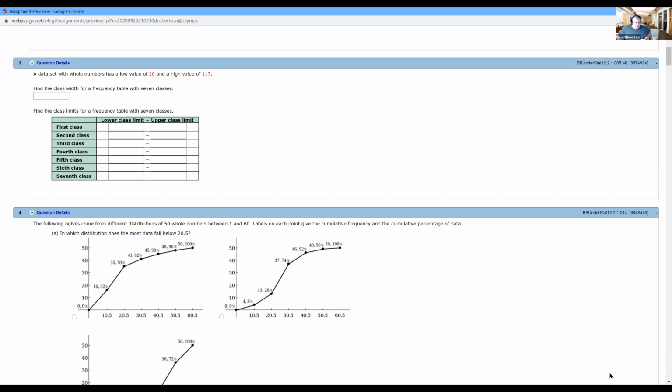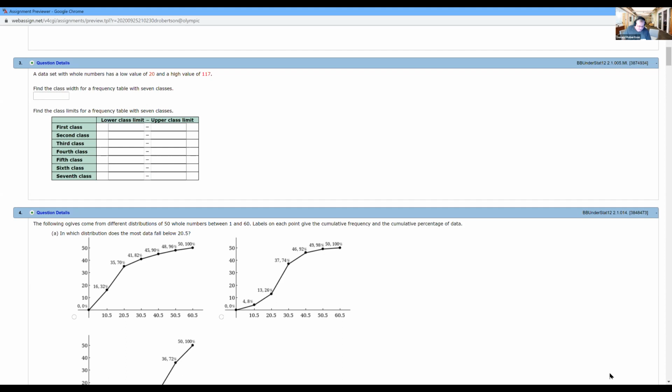Okay, let's have a look at one of the questions from your homework. It says a data set with whole numbers has a low value of 20 and a high value of 117, right? So the smallest number in it is 20. The biggest number is 117. And they want you to do a table with 7 classes, right? 7 groups, 7 bins.